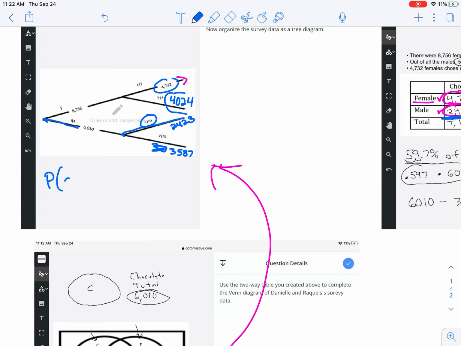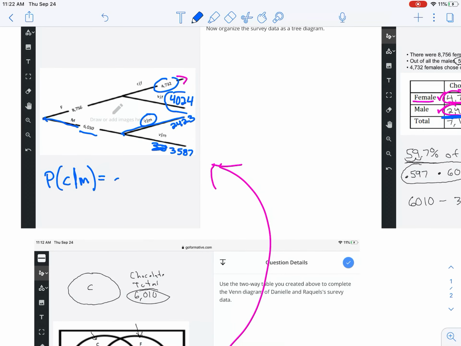So you would have probability of chocolate given male would be what? Okay, well, I'm given male. Remember, what's after this is my denominator. And then the number of them that like chocolate. Okay, and these are the kind of probabilities that you want to be able to write from all three. And we'll continue to practice it.